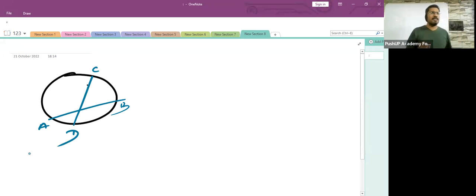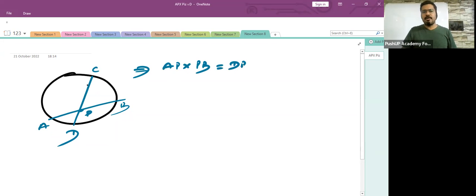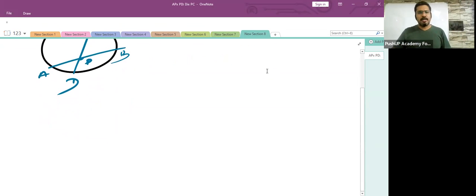And what was the first scenario? Two chords intersecting each other internally. That means they both are intersecting at this point P. In that case, the result that you can derive is the product of AP and PB will be equal to the product of DP and PC. That's all. Result number one.